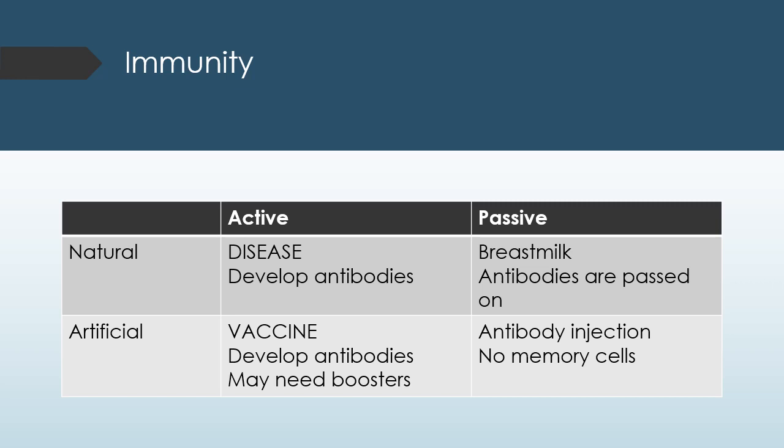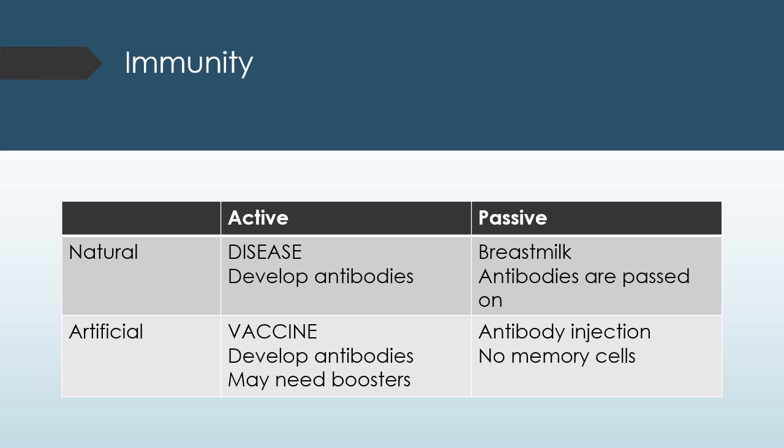A lot of times our body can only remember things for a certain amount of time, and so you might need a series of exposures to create adequate immunity, and then you might need boosters later on to continue that immunity. So artificial immunity is not typically as effective as natural active immunity.